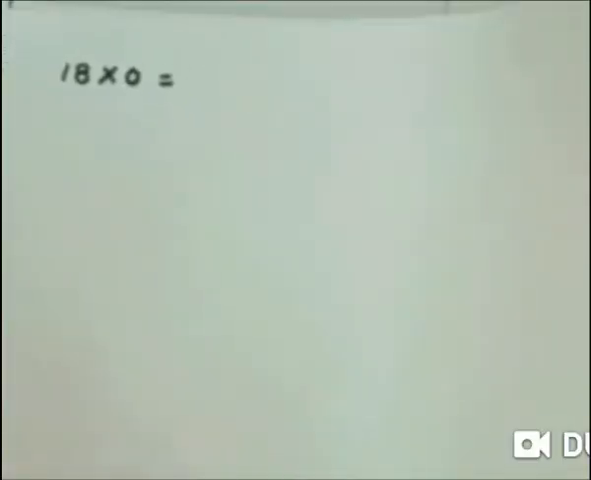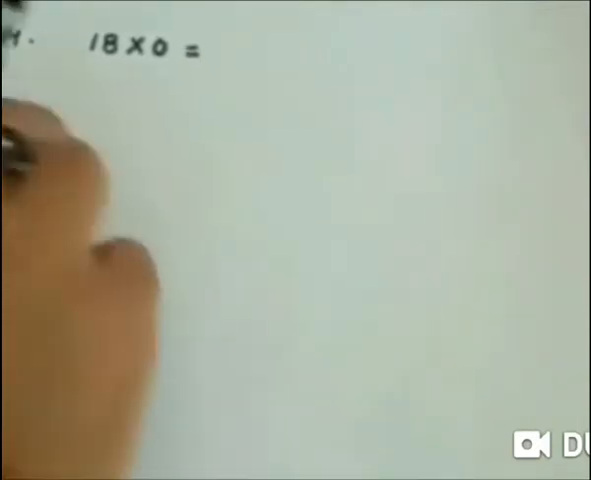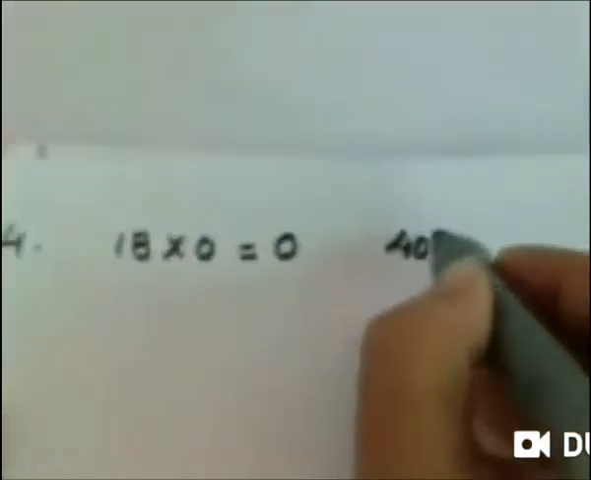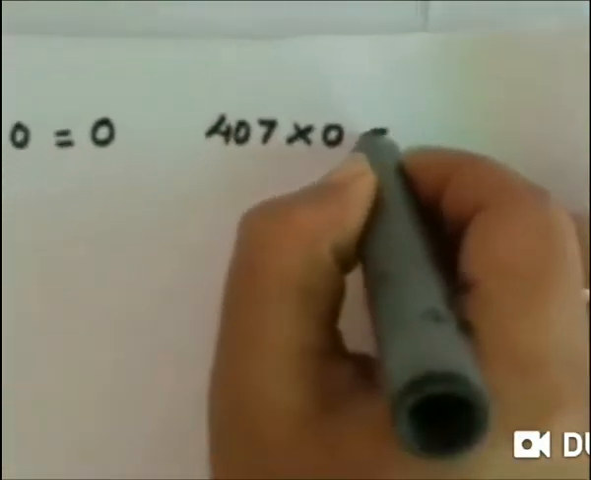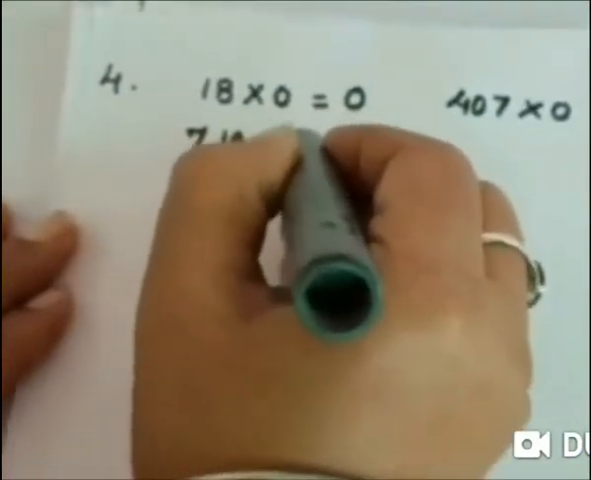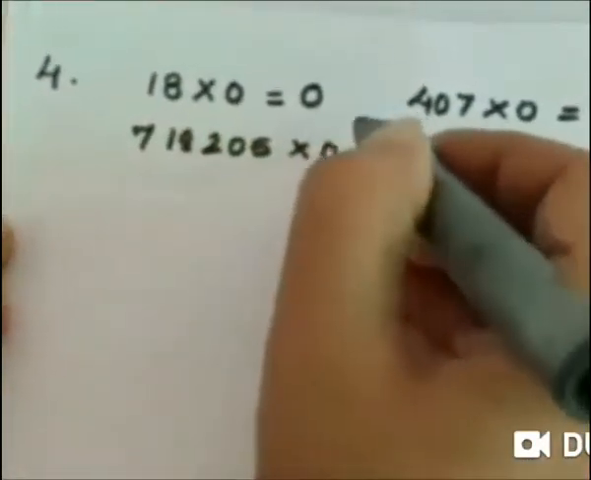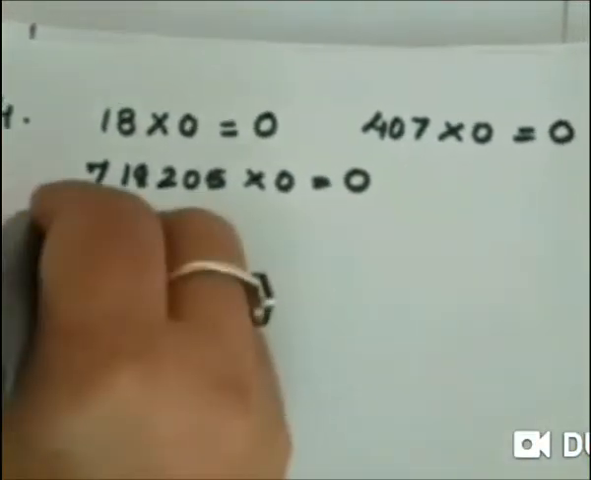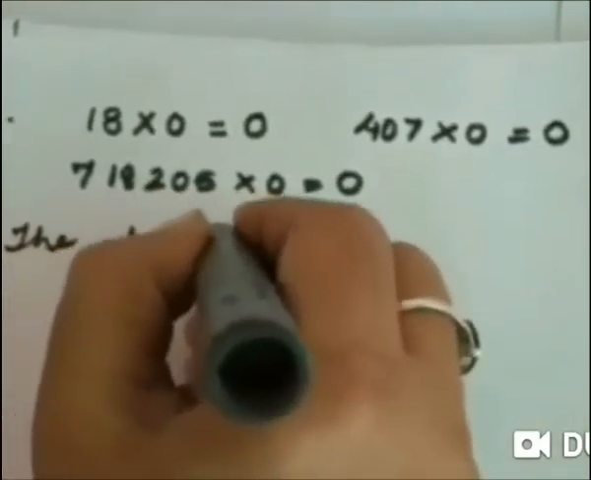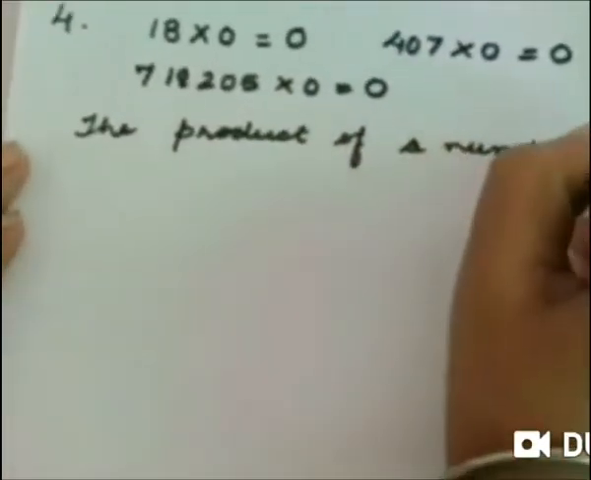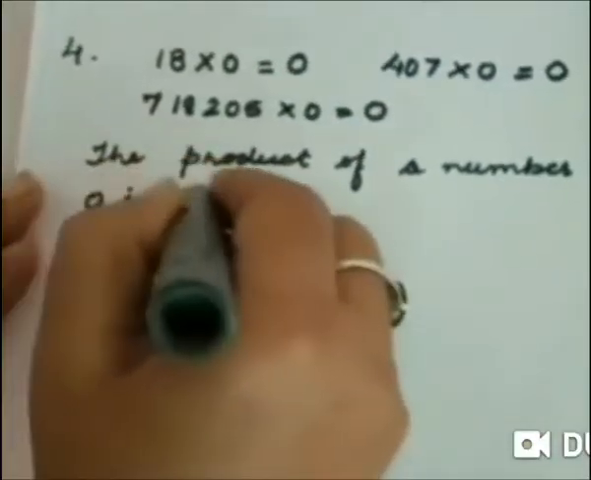Now children, we are going to study the fourth property. When we multiply any number by 0, what will be the product? If I say multiply 18 by 0, the product will be 0. Suppose I multiply a 3-digit number, say 407 by 0, then also the product will be 0. If I multiply 7,18,205 by 0, again the product will be 0. So what do you understand from this? That the product of a number and 0 is 0. So this is your fourth property, children. The product of a number and 0 is 0.